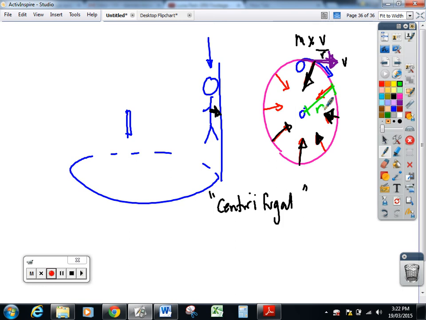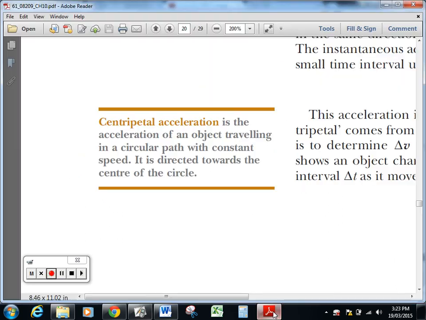Okay? So we're going to go through and have a look at some problems now. Before we do that, let's have a look at the definition of centripetal acceleration as in our textbook. The centripetal acceleration is the acceleration of an object travelling in a circular path with constant speed. Remember, if we have an acceleration, that means we also have a force. Please notice that it is a constant speed. It is directed towards the centre of the circle. And we know that value is v squared upon r.